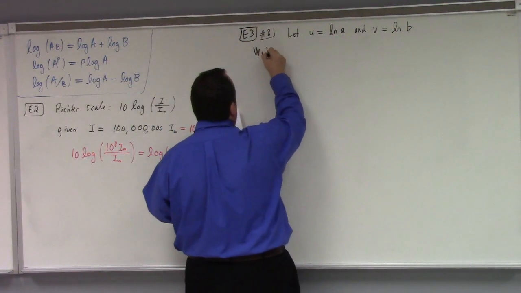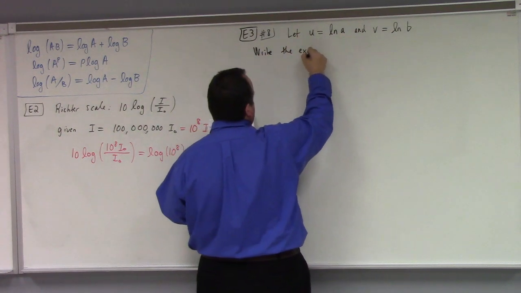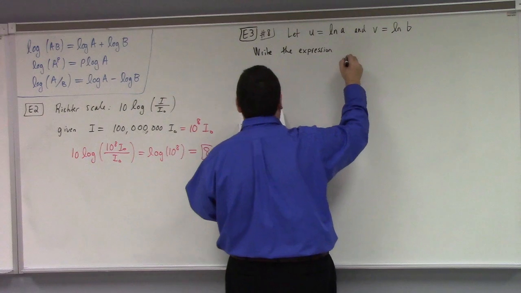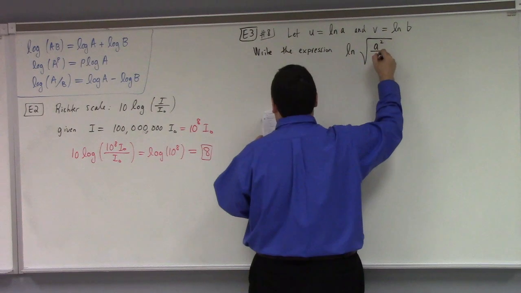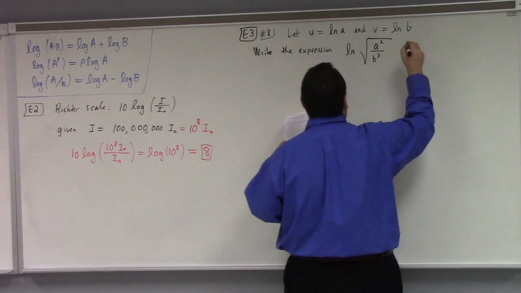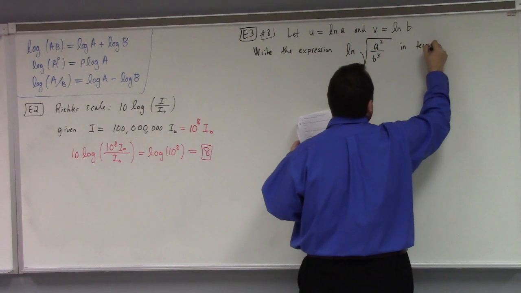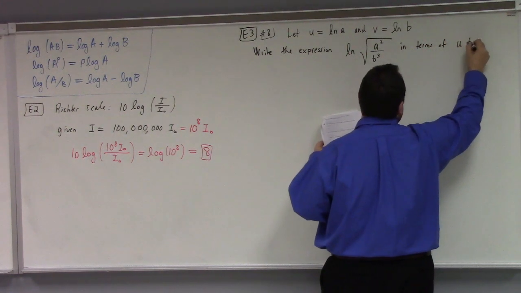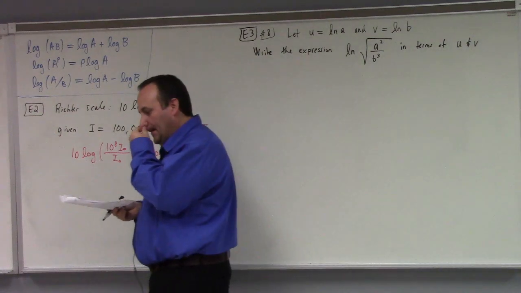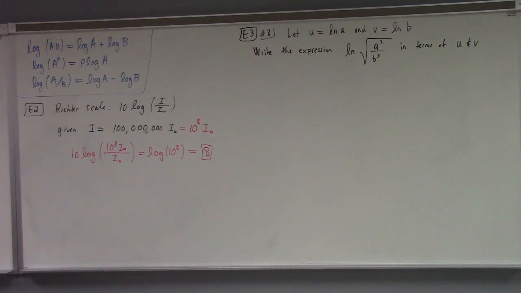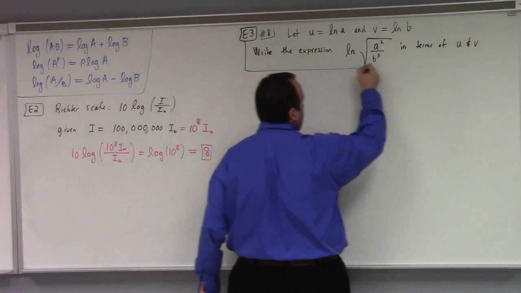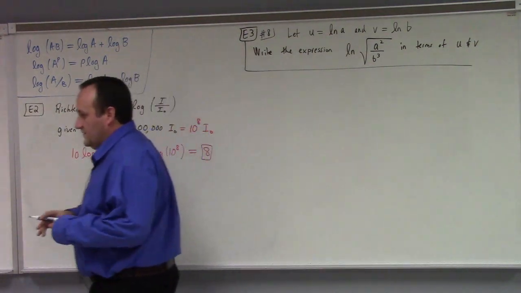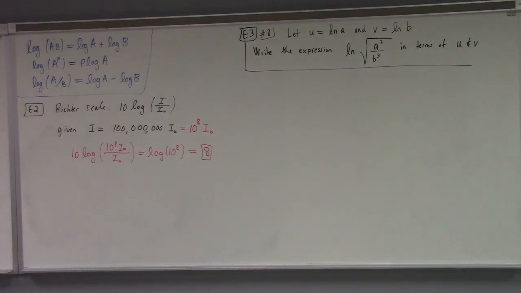And here are the instructions. We're supposed to write the expression, for me, it's the natural log of the square root of a squared over b cubed, in terms of u and v. It also says you're not allowed a natural log in your answer. So we're supposed to be able to write the answer just in terms of u and v. Let's see how we do that. I think this is a really good problem to hone our skills on the laws of logarithms. Let's do it. So you guys get me started.